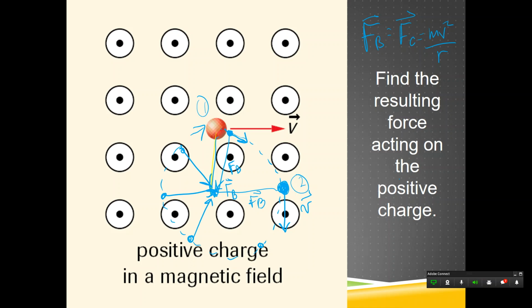Anyway, so it's important to know that your particle in a magnetic field going in a certain direction is going to be subjected to a force called the magnetic force, and that force is a centripetal type force. All right. What's that?